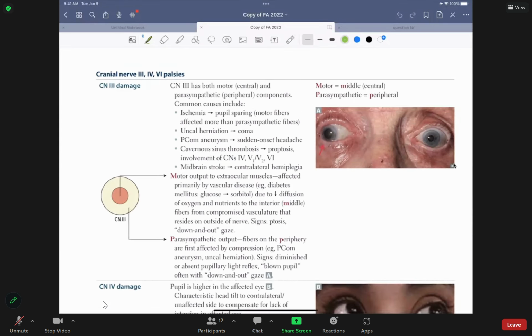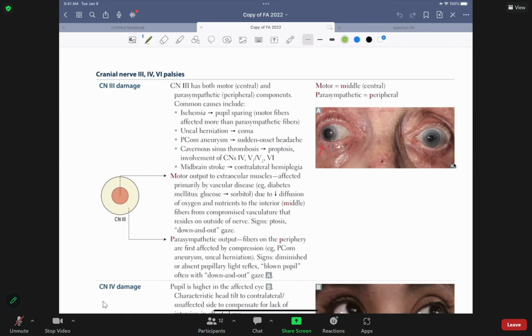Now, cranial nerve number 3, right? First, let's talk about generally what cranial nerve number 3 is. That's the oculomotor nerve, right? It's a motor nerve that innervates all the eye muscles, except 2 muscles.